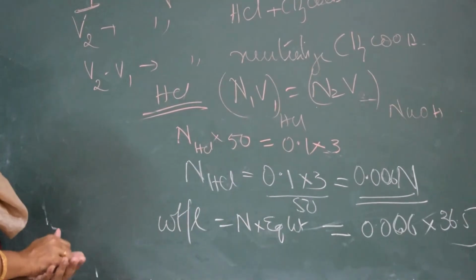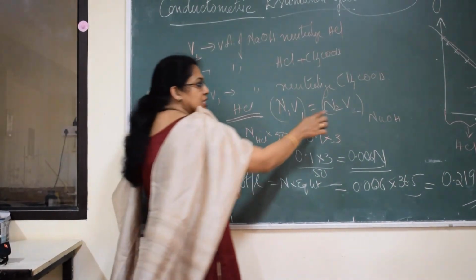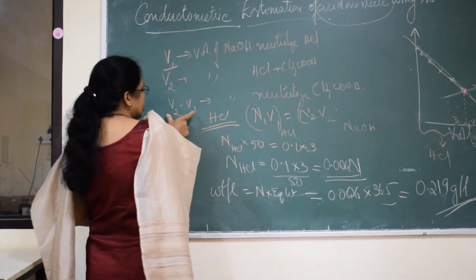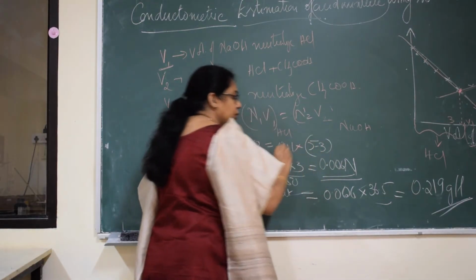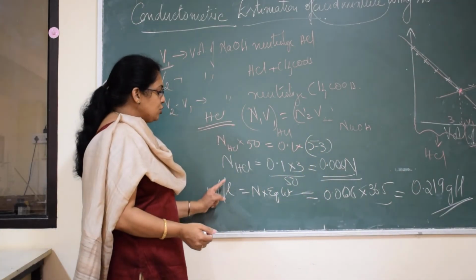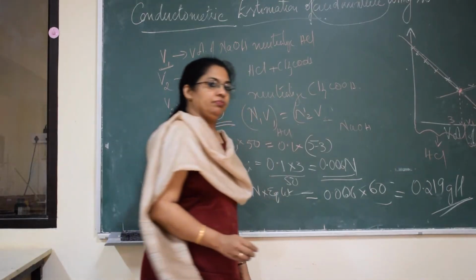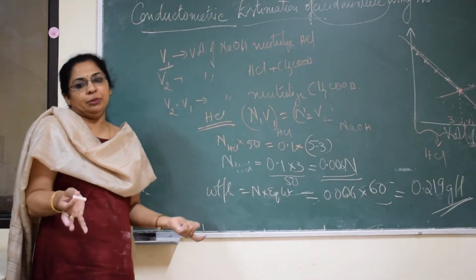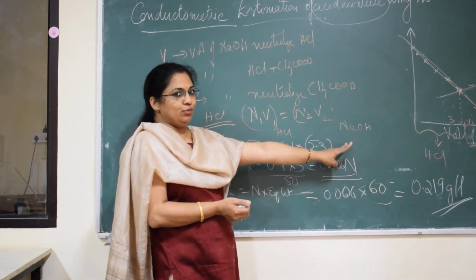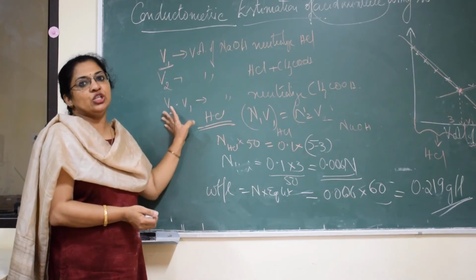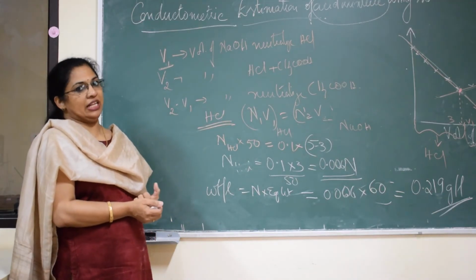Now, how do you find it for acetic acid? Just replace this volume of sodium hydroxide by V2 minus V1. So that will become 5 minus 3, into 2, and you need to change the equivalent weight to that of acetic acid, which is 60. If you change these two, you will get the weight per liter for acetic acid. So for acetic acid, you take V2 minus V1 as the volume at the equivalence point, and for hydrochloric acid, you take V1, the first V from the graph, as your equivalence point volume.